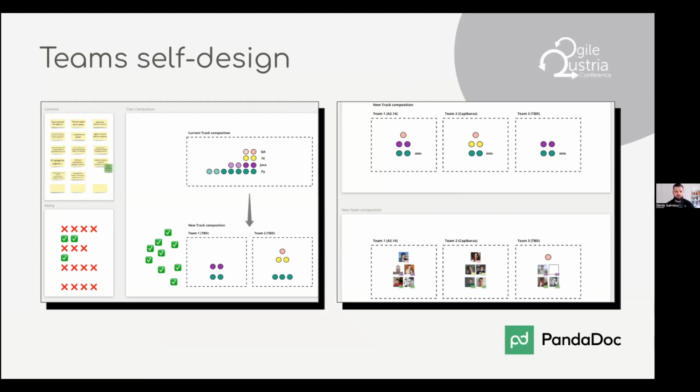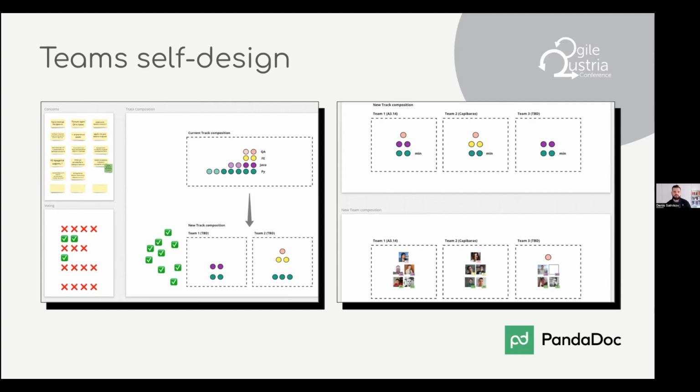These are the screenshots of the real Miro board, which we were using during one of the self-design sessions. And what you can see here on the left is, first of all, this whole reasoning we were trying to provide when inviting people to that session. So we were trying to show them the current composition of our domain. In PandaDoc, we call it tracks, but in some organizations it can be called a value stream, a tribe, or something else. In PandaDoc, it's called track.